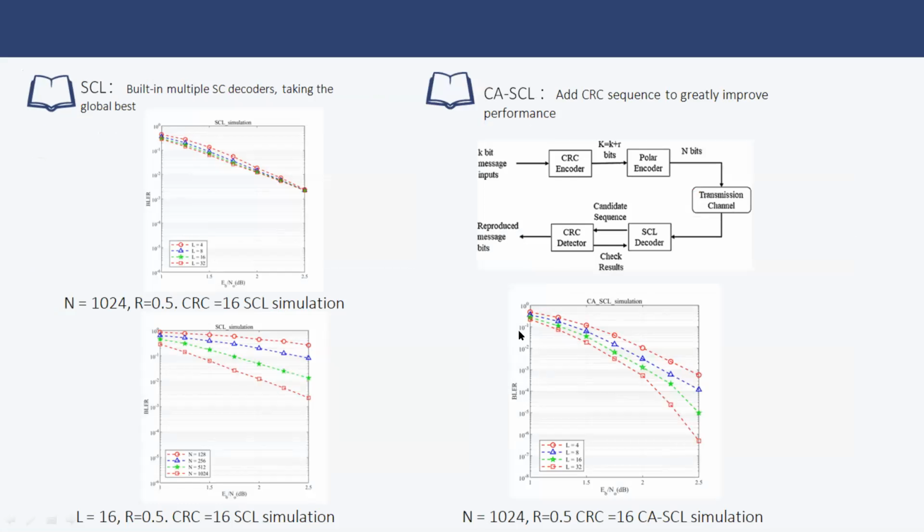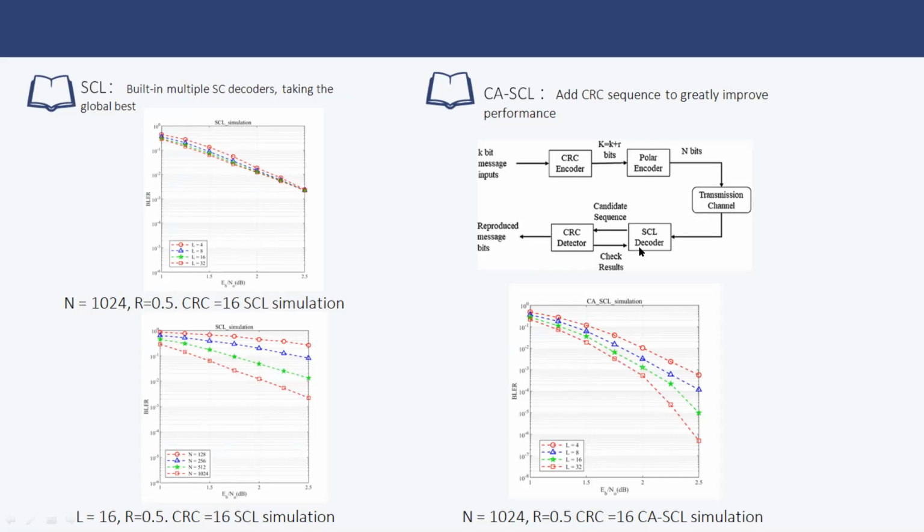And the next part is SCL. SCL is actually built on multiple SC decoders. It's taking the global best of the system. So here are two simulation results I got from MATLAB, and here are the parameters of those results. The decoder called CASCL is a little bit different from the SCL because it adds a CRC sequence to this algorithm.